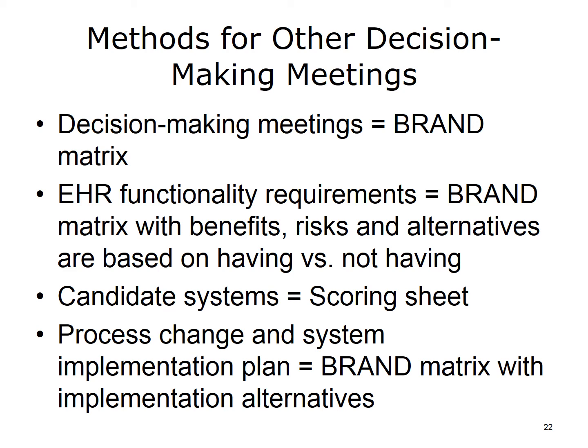For process change and system implementation plan approval meetings, something similar to the brand matrix can be used. But the benefits, risks, and alternatives, including cost-benefit assessment, are based on implementation alternatives such as go live with all providers at once versus pilot with one provider, or migrate existing data from charts to the EHR at once using a contract service provider, or have clinic front office enter the data as visits are scheduled.